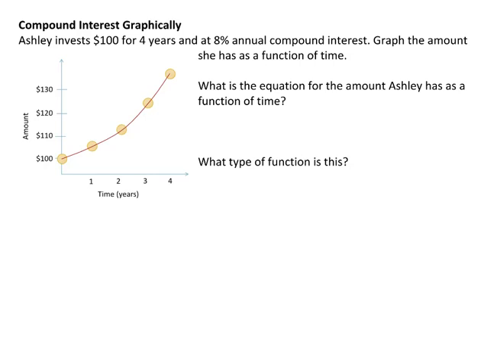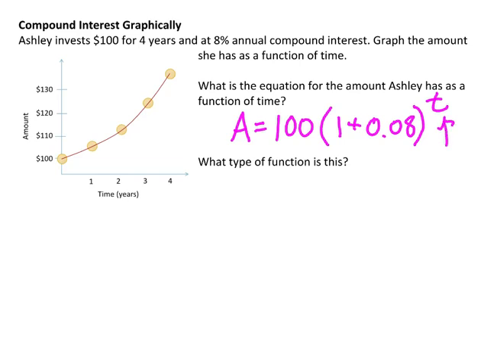So if I wrote an equation for how much she has over time, I'd say the amount that she has is equal to her principal. Her principal was $100 times 1 plus the interest rate, which is 0.08, to the power of time, however much time has gone by. And in this case, it's 4 years. But I'm going to keep it as a variable so that I notice something. That time variable, which is what's on my x-axis, is in the exponent. This is an exponential function.